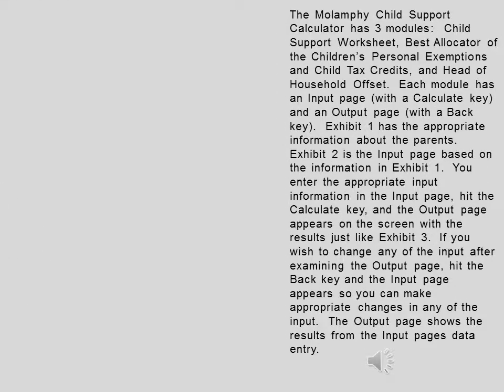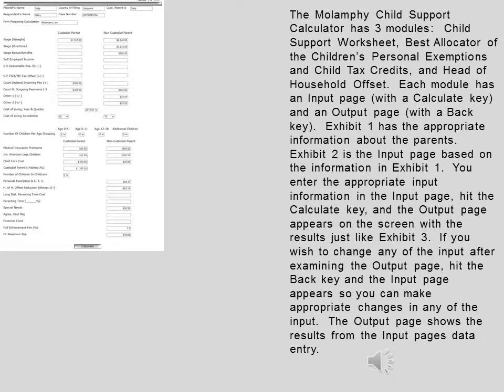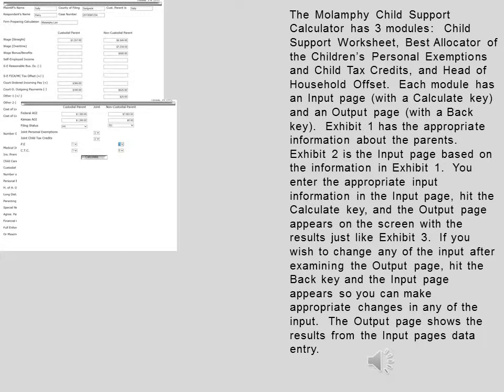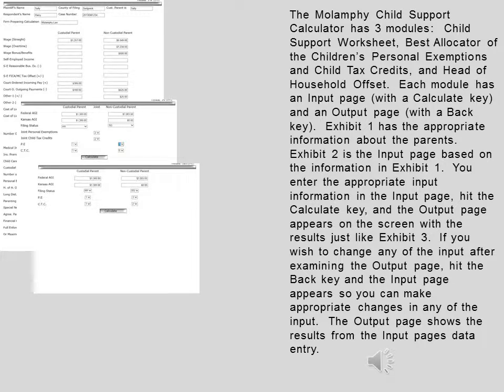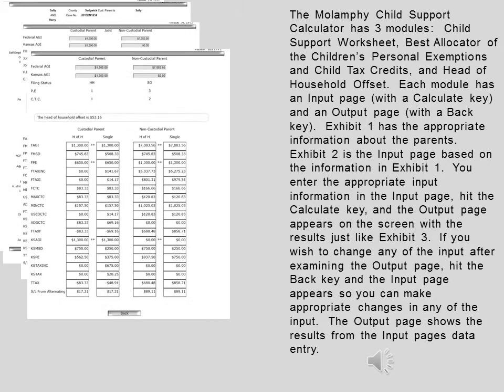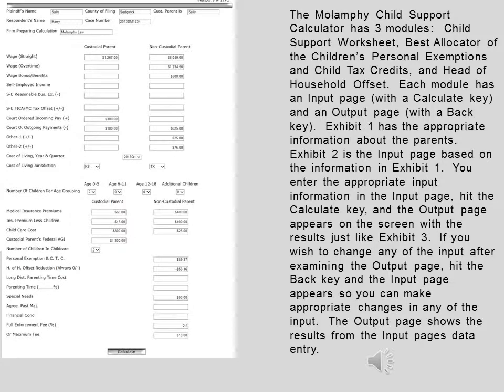The Molamphy Child Support Calculator has 3 modules: Child Support Worksheet, Best Allocator of the Children's Personal Exemptions and Child Tax Credits, and Head of Household Offset. Each module has an input page with a Calculate key and an output page with a Back key. Exhibit 1 has the appropriate information about the parents. Exhibit 2 is the input page based on the information in Exhibit 1.